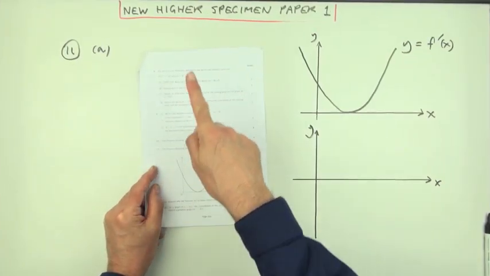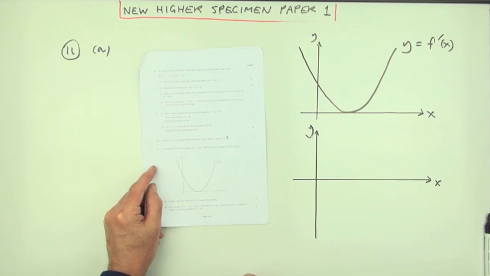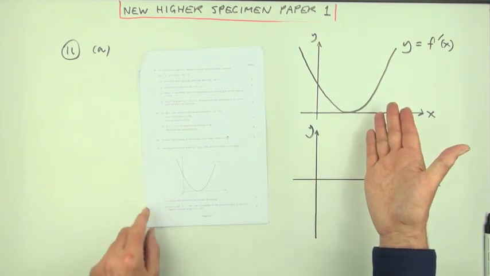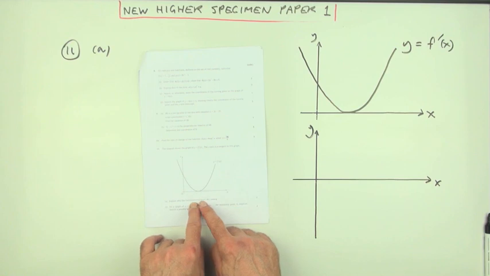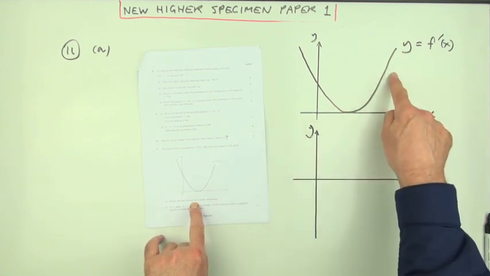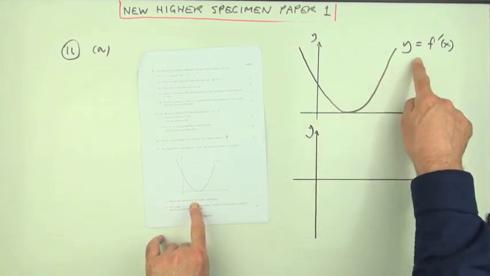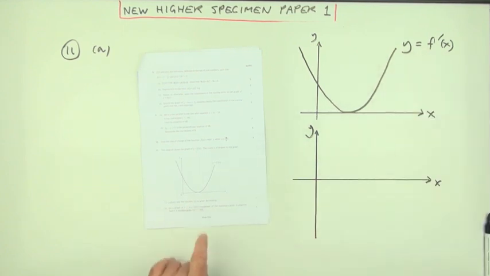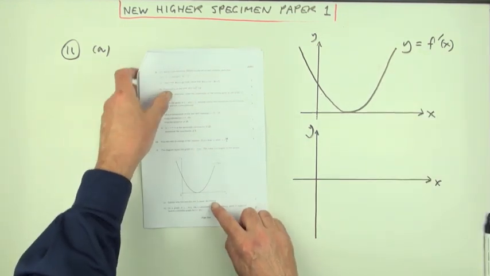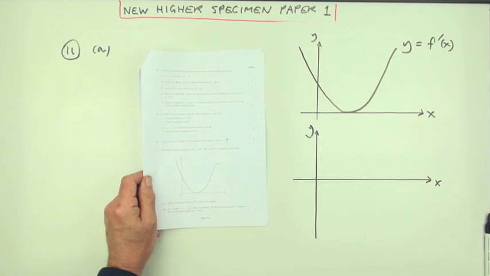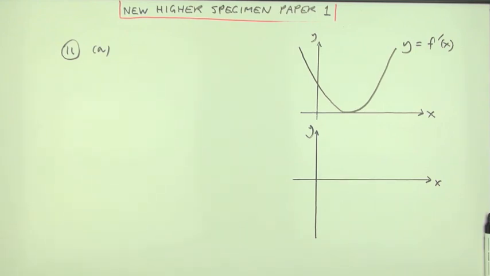Number 11 from this New Higher Specimen Paper 1. There's a graph here and it says explain why the function f of x... Now notice this isn't the graph of f of x, this is the graph of the rate of change of f of x. Explain why the function f of x is never decreasing.